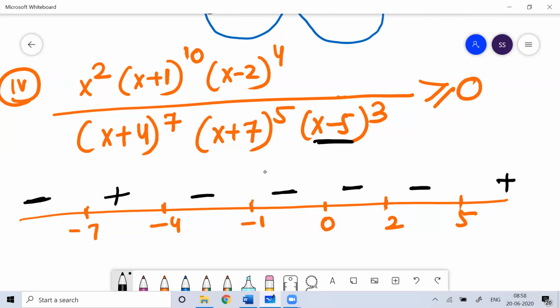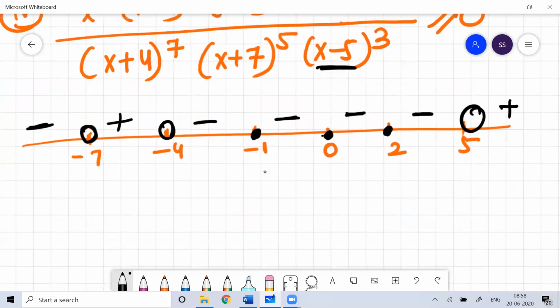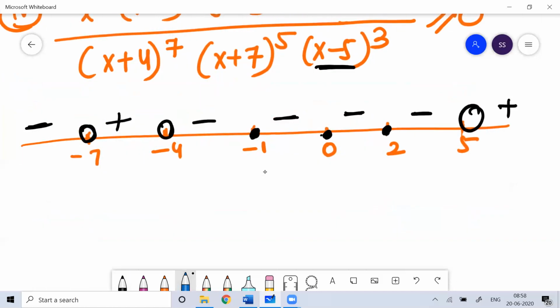Okay. So what value can you not consider? Minus 4 you cannot consider. X value cannot be minus 7. Okay. X value cannot be 5. These values x cannot accept, while x should be minus 1, x should be 0, and x should be 2. These values should be acceptable. Okay. Now you can draw the curve. You can draw this curve. That is not so relevant.